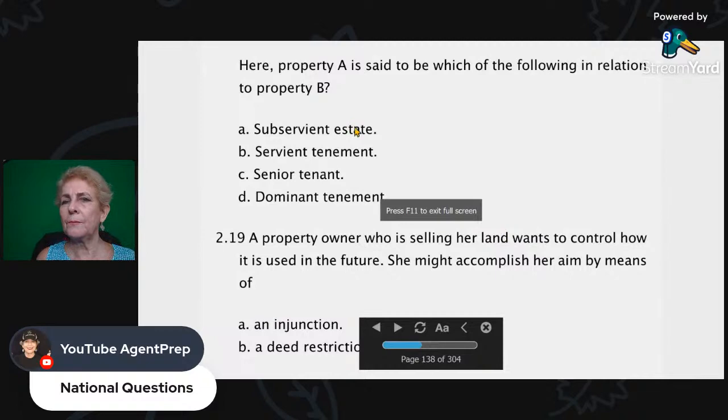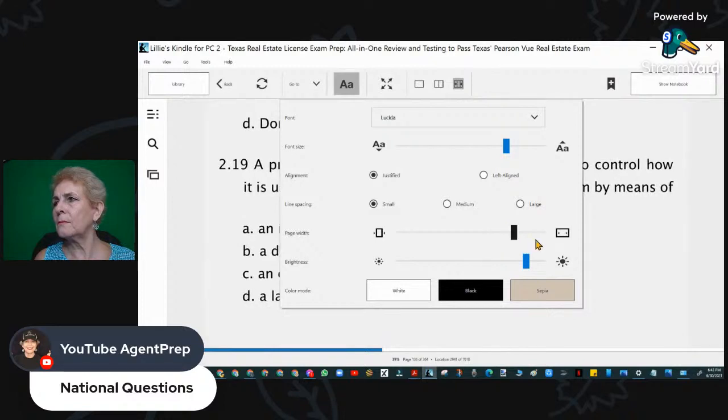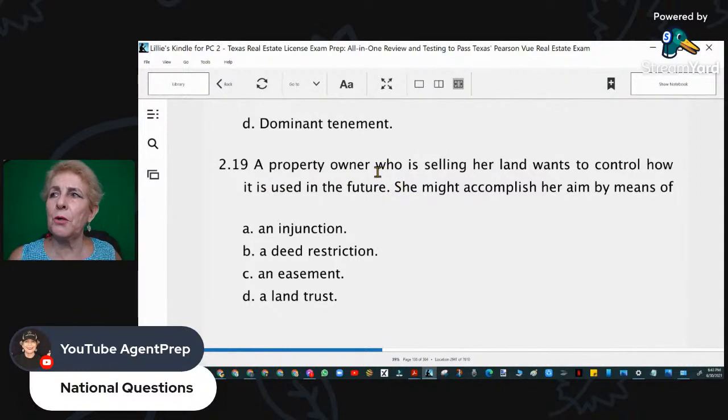Okay, number 19. A property owner who is selling her land wants to control how it is used in the future. She might accomplish her aim by means of, so she wants to control how it is used in the future. She can do that how? With A, an injunction, B, a deed restriction, C, an easement, or D, a land trust. So how can a property owner have more control over the future use of their property? So they're selling, let's say, a large tract of land, and she wants to have control over the use of it.